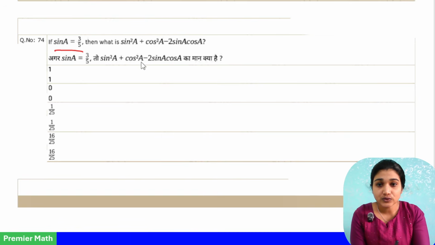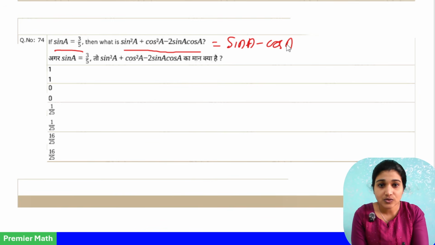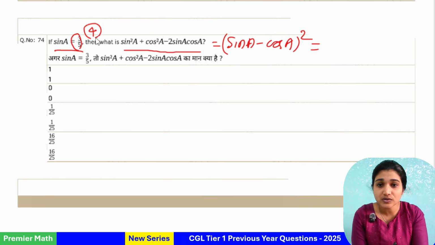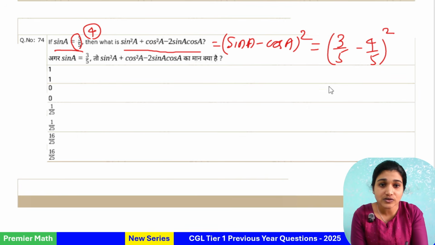If sin A is equal to 3 by 5, then what is sin square A plus cos square A minus 2 sin A cos A? This term is equal to sin A minus cos A the whole square. Now, sin A is 3 by 5, meaning two sides are 3 and 5. Then the third side of the triangle should be 4 because 3, 4, 5 are triplets. If sin A is equal to 3 by 5, then cos A should be 4 by 5. Now 3 by 5 minus 4 by 5 the whole square means minus 1 by 5 the whole square, which is equal to 1 by 25. Option 3 is your answer.